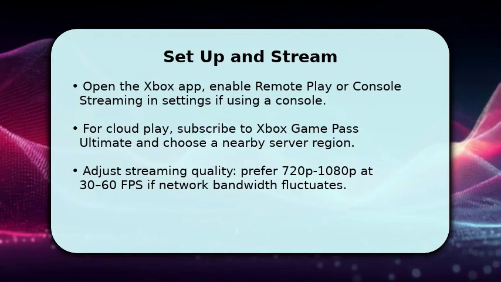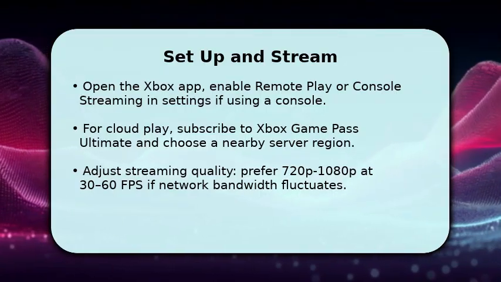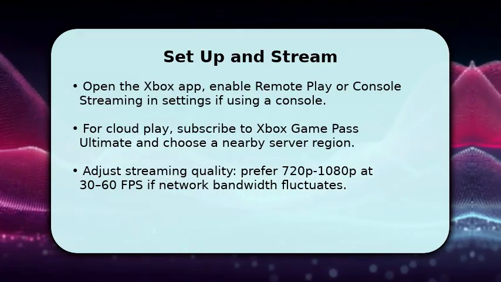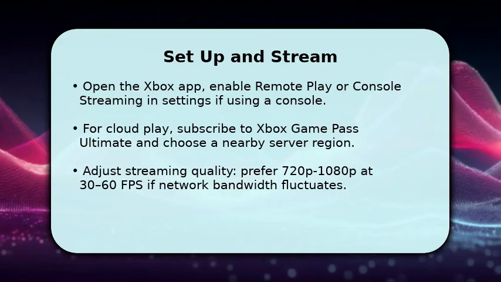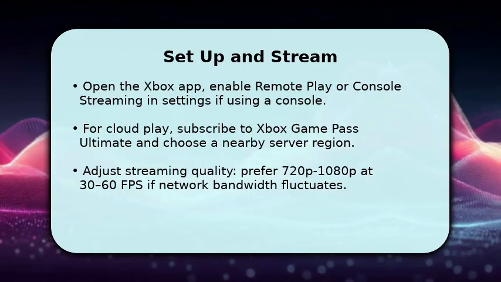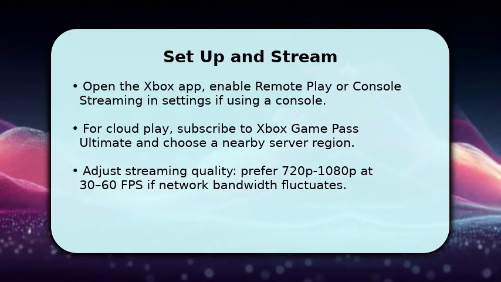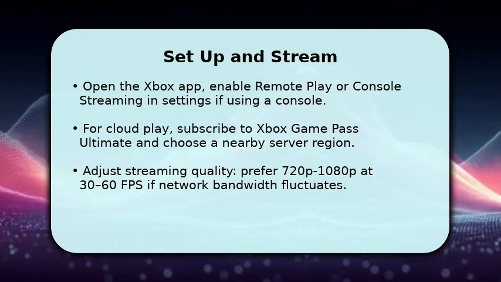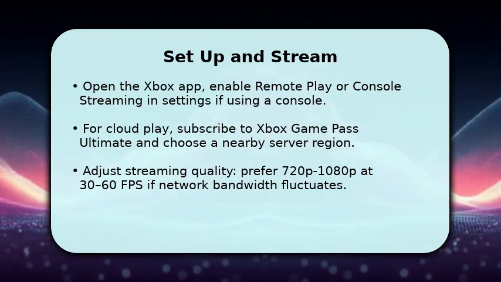Now you connect the PC to your Xbox library or console. If using a physical console, enable Remote Play on the console and pair it in the Xbox app. This streams your console to the PC. If you use cloud gaming, sign into Game Pass Ultimate and select the nearest region for lower latency. Then configure streaming quality. Start with 720p at 30 FPS to test stability, and increase to 1080p or 60 FPS if your connection and hardware keep up, because higher settings demand more bandwidth and GPU resources.